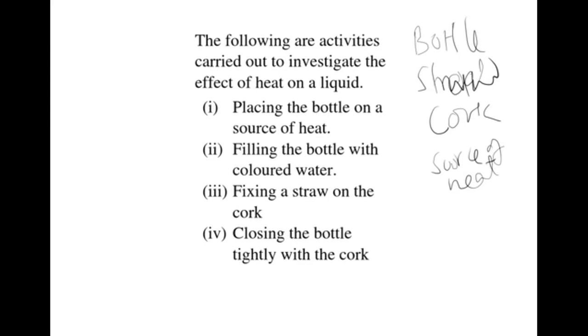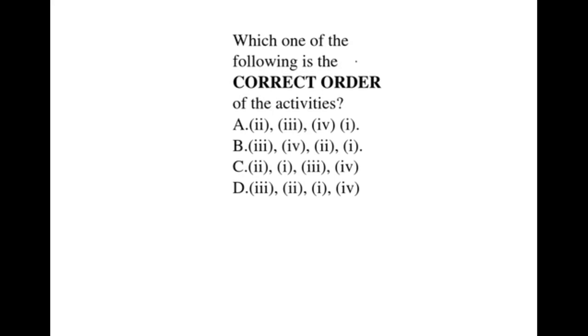So when carrying out the experiment, first we fill the bottle with colored water. The colored water here is to allow visibility. After filling the bottle with colored water, you take the straw, then you fix it to the cork. After fixing the straw to the cork, you close the bottle tightly using the cork. Then after that, you place it on the source of heat. That is, the correct order will be 2, 3, 4, and 1.